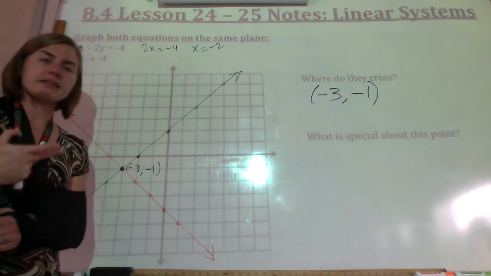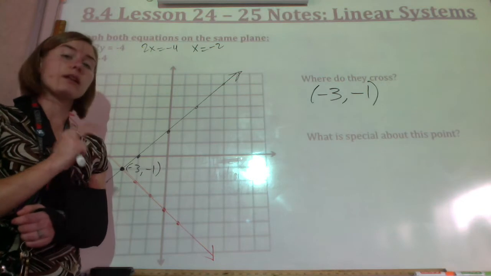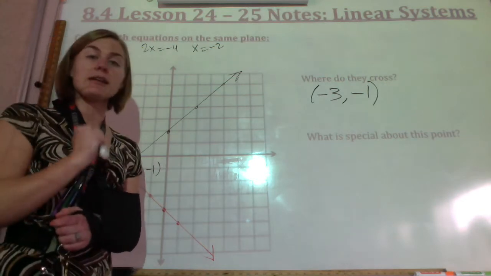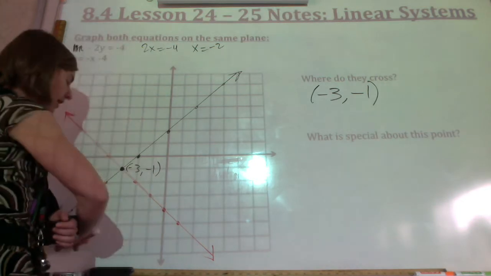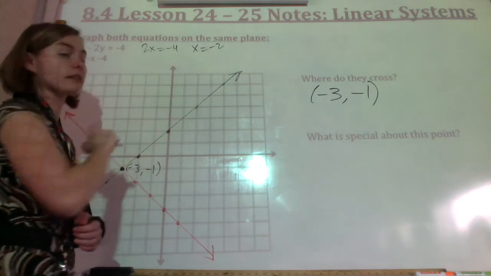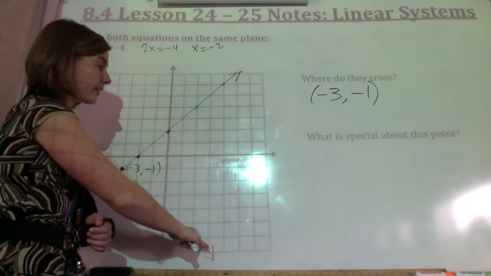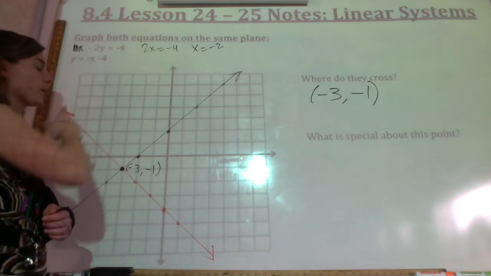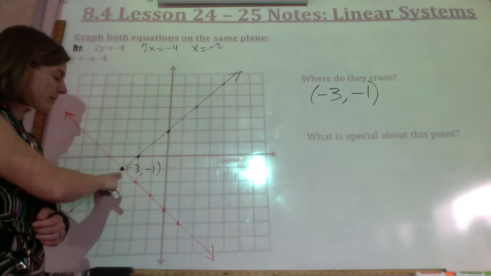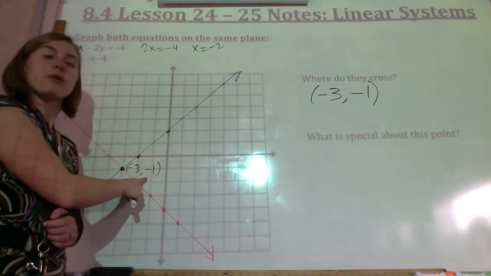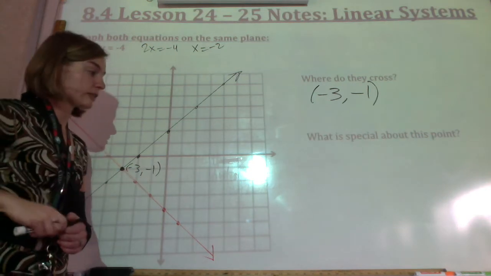Well, if we remember back to thinking that every single point along a line is a solution to that equation, so everything along the black line is a solution to the first equation, and everything along the red line is a solution to the second equation, maybe where it crosses, this is a solution to both equations. Let's check it out. Let's see if that's true.